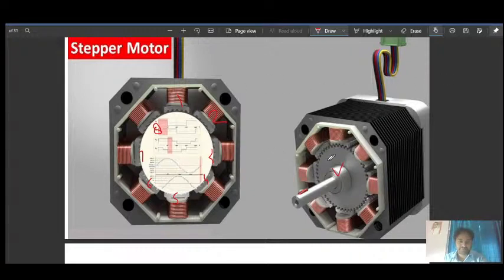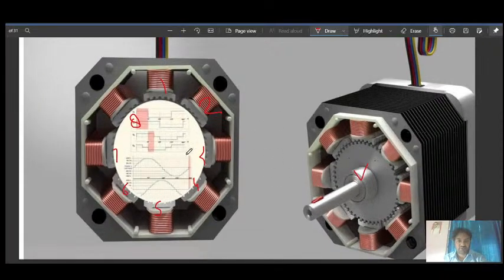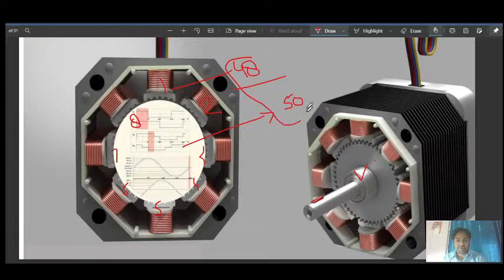Wait a minute. So in this particular motor, the rotor has 50 teeth and the stator has 48. So we are using this arrangement, a hybrid stepper motor, to reduce the speed of the stepper motor. This one, the rotor.